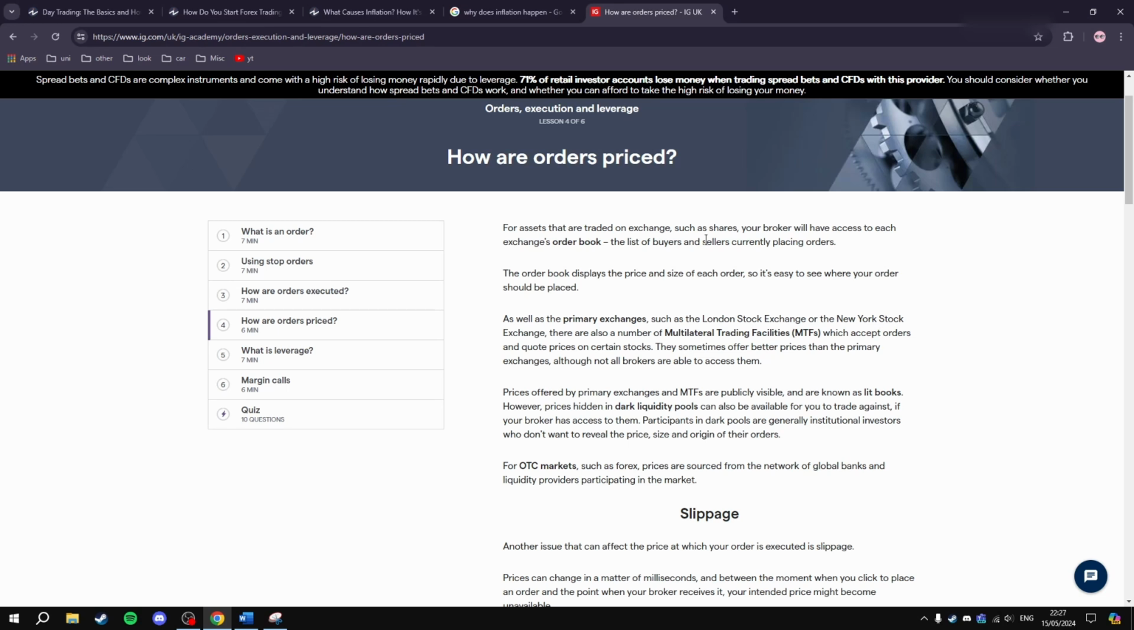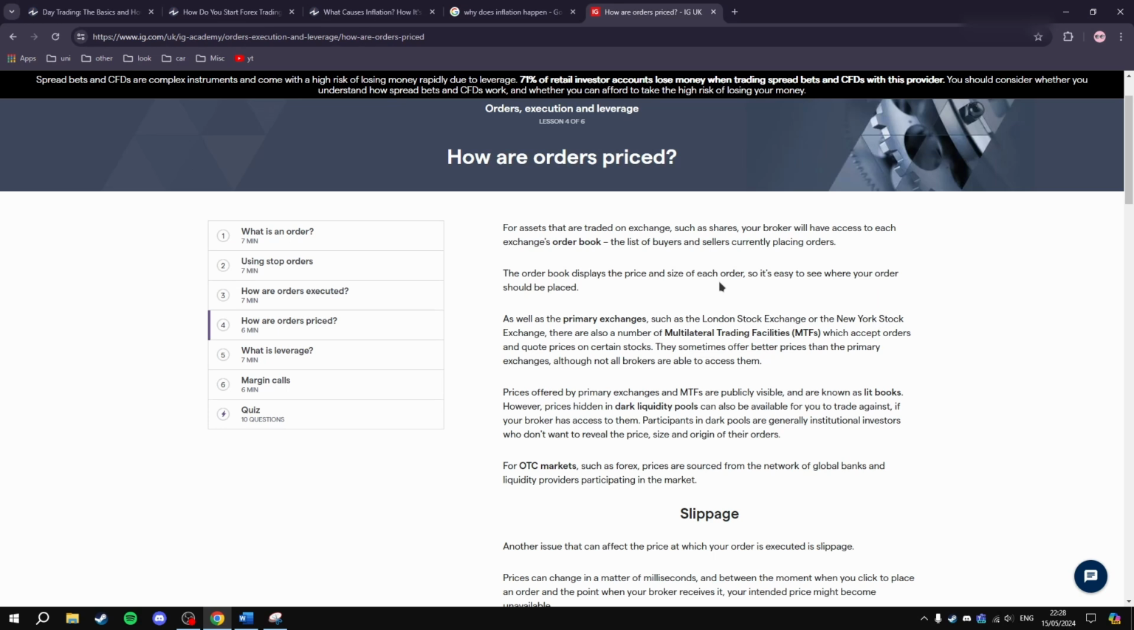As well as the primary exchanges, such as the London Stock Exchange or the New York Stock Exchange, there are also a number of multilateral trading facilities which accept orders and quote prices on certain stocks. They sometimes offer better prices than the primary exchanges, although not all brokers are able to access them. Prices offered by the primary exchanges and MTFs are publicly visible and are known as lit books.